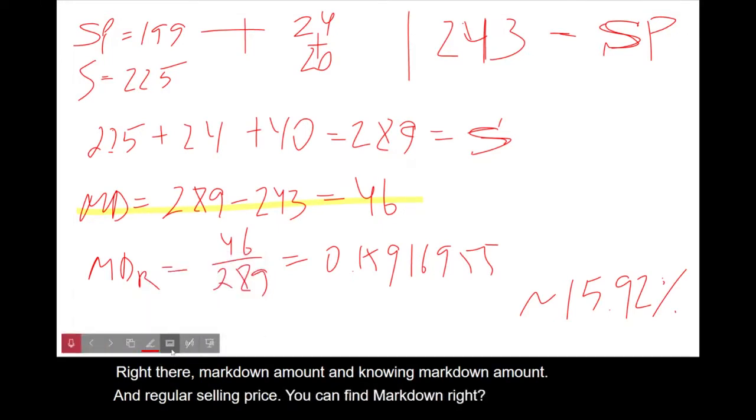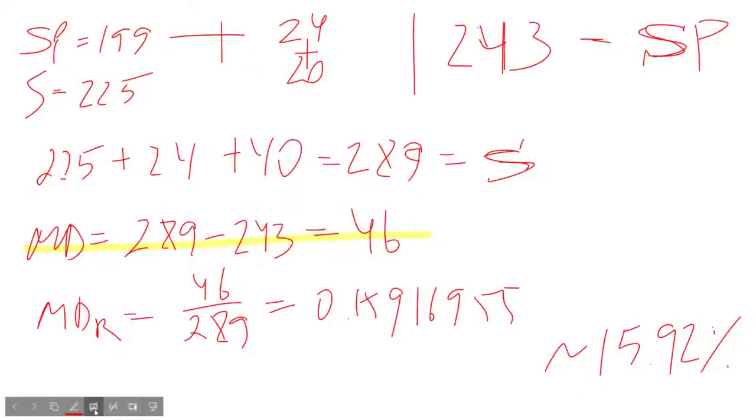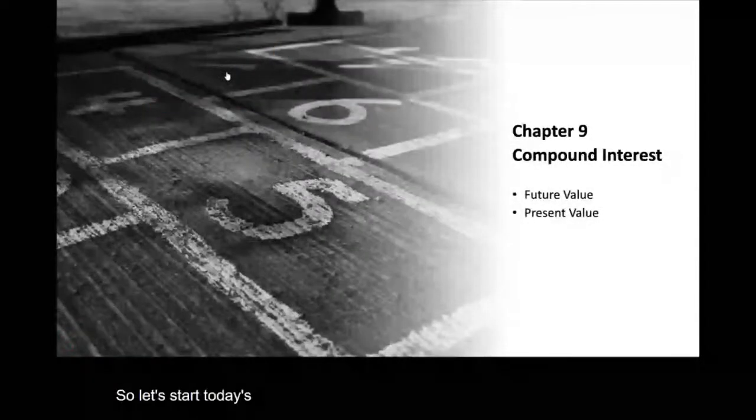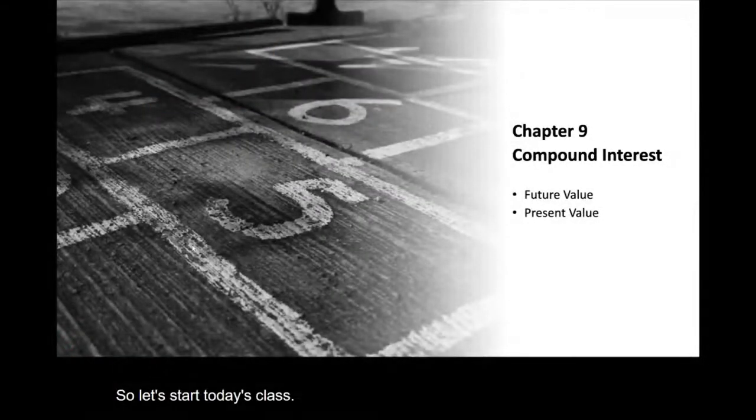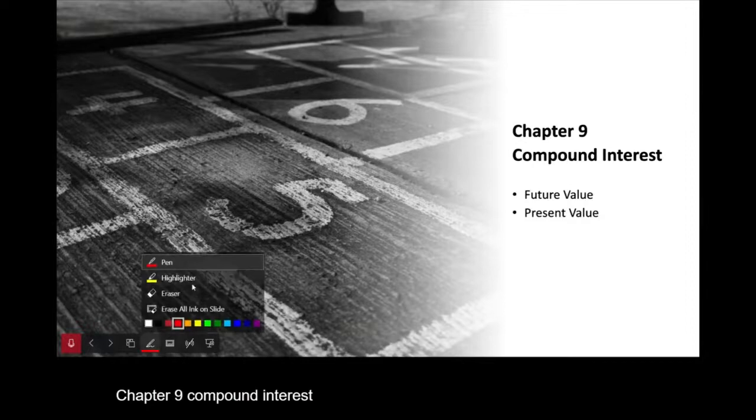Okie dokie. So let's, oops, wrong button. So let's start today's class. Chapter 9, compound interest, future value, present value.